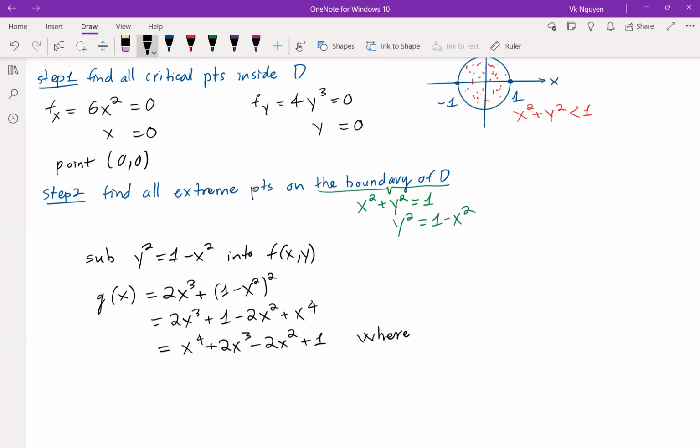Well, where x is between -1 and 1, you have an endpoint at x equal -1, y equal to 0, so (-1, 0). And then the other endpoint is going to be x equal 1. At x equal 1, y equal to 0.